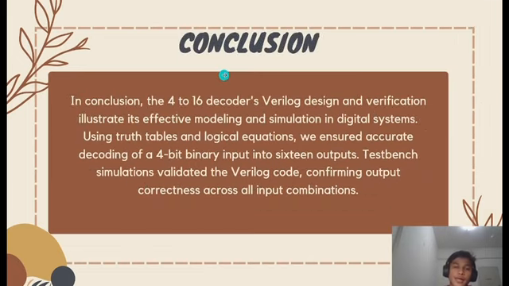And the conclusion for question 2. In conclusion, the 4 to 16 decoder Verilog design and verification illustrate its effective modeling and simulation in digital systems. Using truth tables and logical equations, we ensure accurate design decoding of a 4-bit binary input into 16 outputs. This simulation method validates the Verilog code, confirming output correctness across all input combinations.